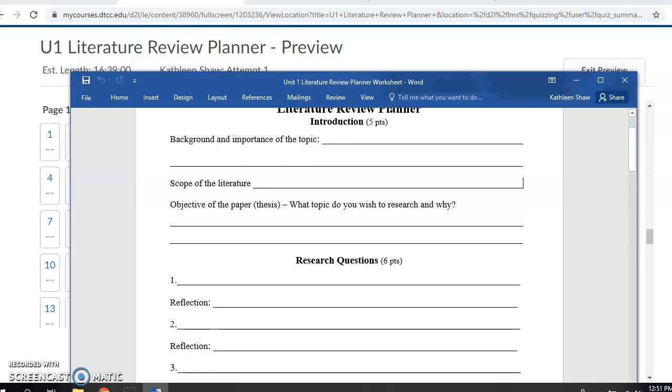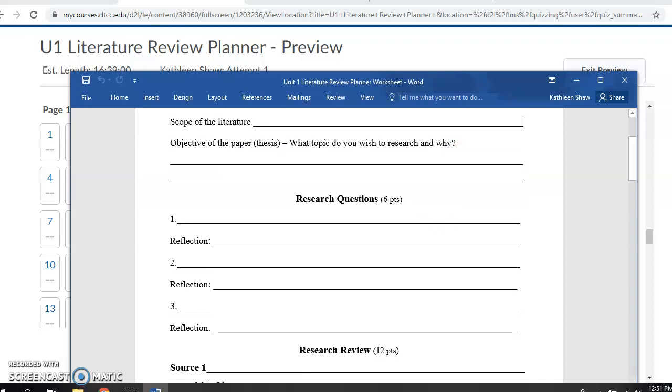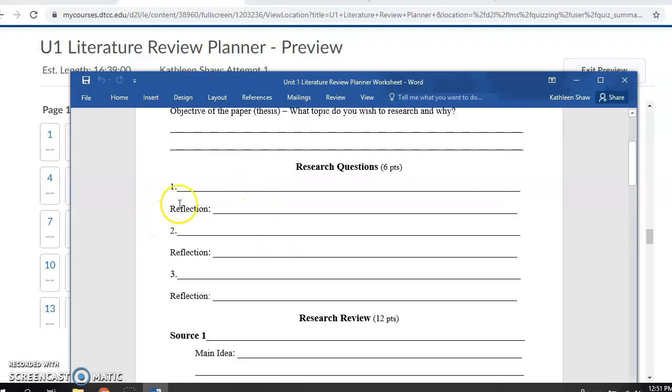The objective of the paper is going to be your thesis. So you're going to answer this question, what topic do you wish to research and why? You're going to answer that question and that'll be your thesis statement. Your research questions that you've been working on go here, 1, 2, 3. And again, if you need to tweak them, tweak them.